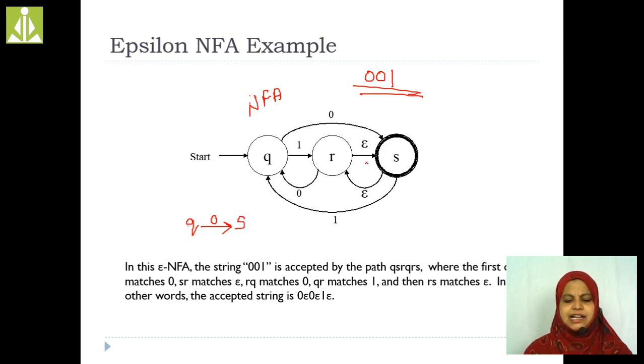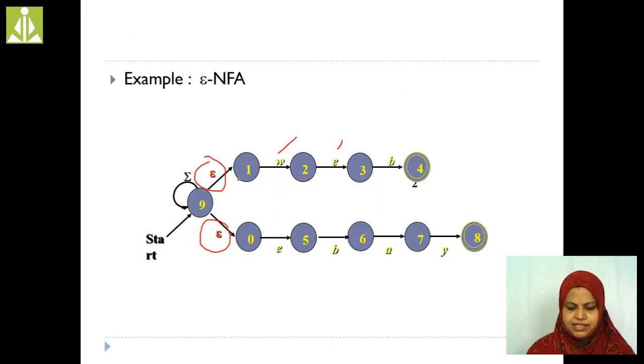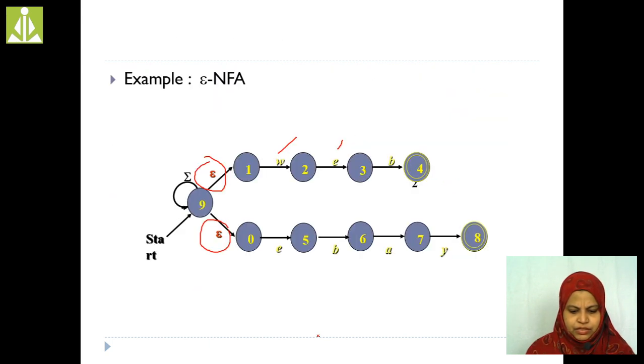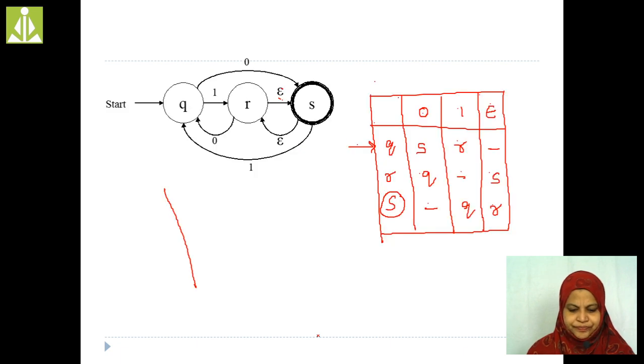Now, S on 0. Is there any S on 0? Here, in the previous example, S on 0 is not there. So in this particular case, I'll explain here only. What is my input string? See here, my input string is 0, 0, 1.